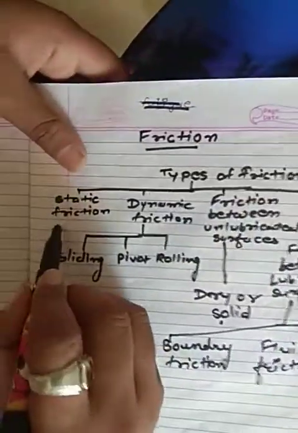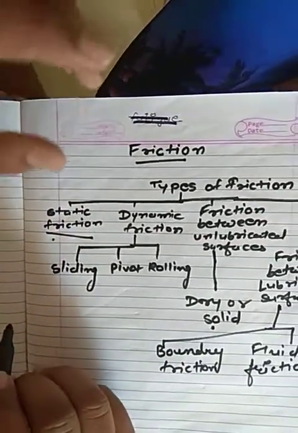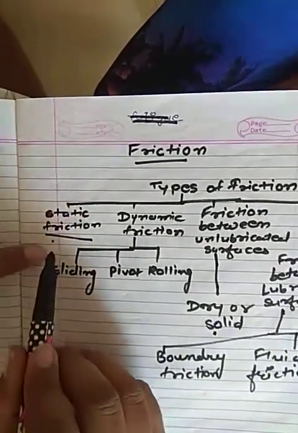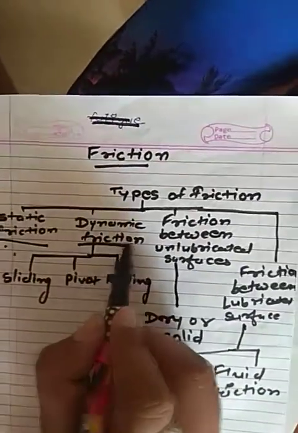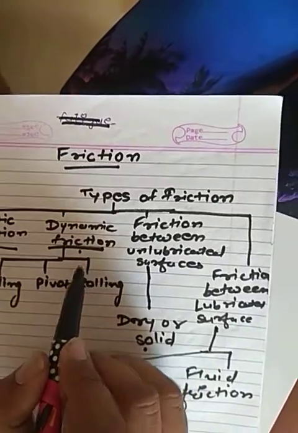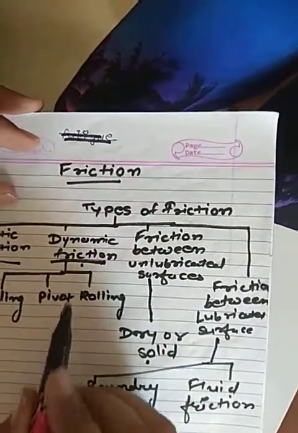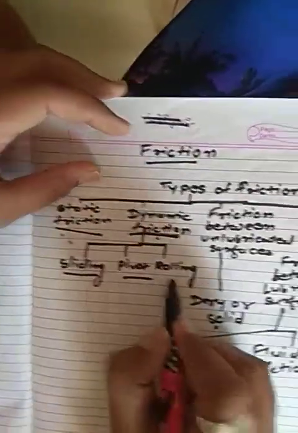The static friction means when the body is in a rest position, and the opposite of static friction means dynamic friction. Dynamic friction is when the body is in motion, and dynamic friction is classified into three categories: sliding, pivot, and rolling.